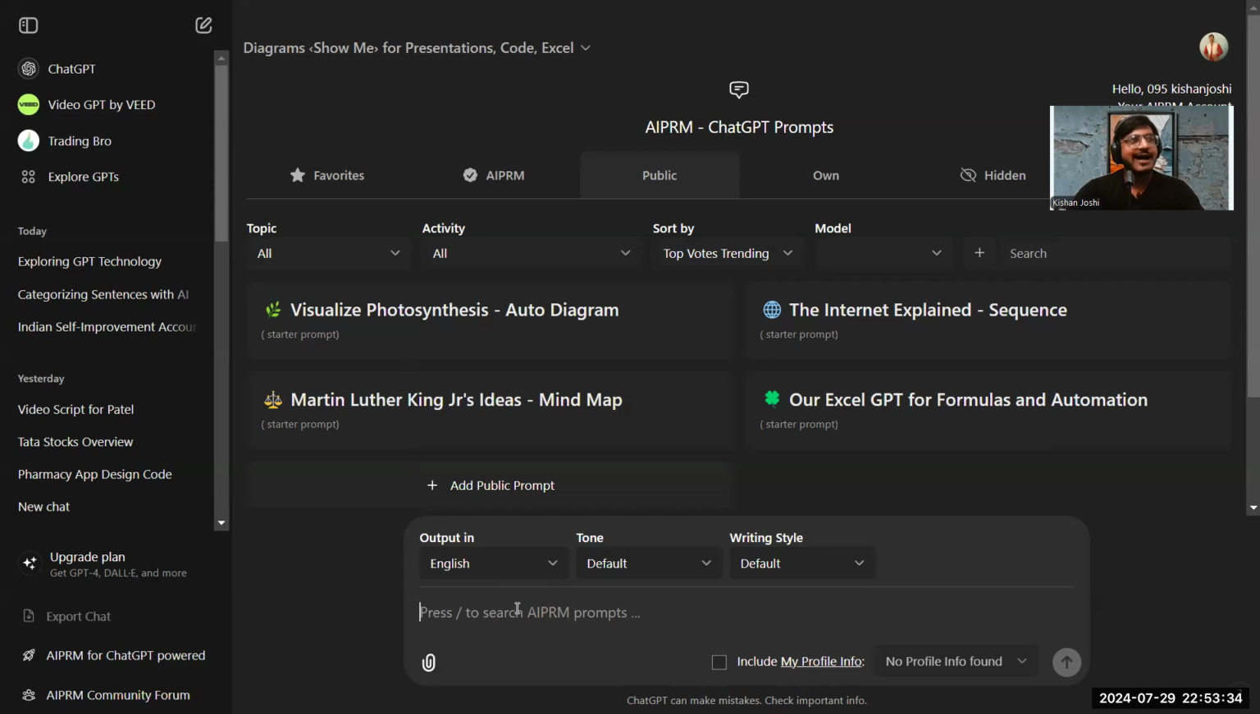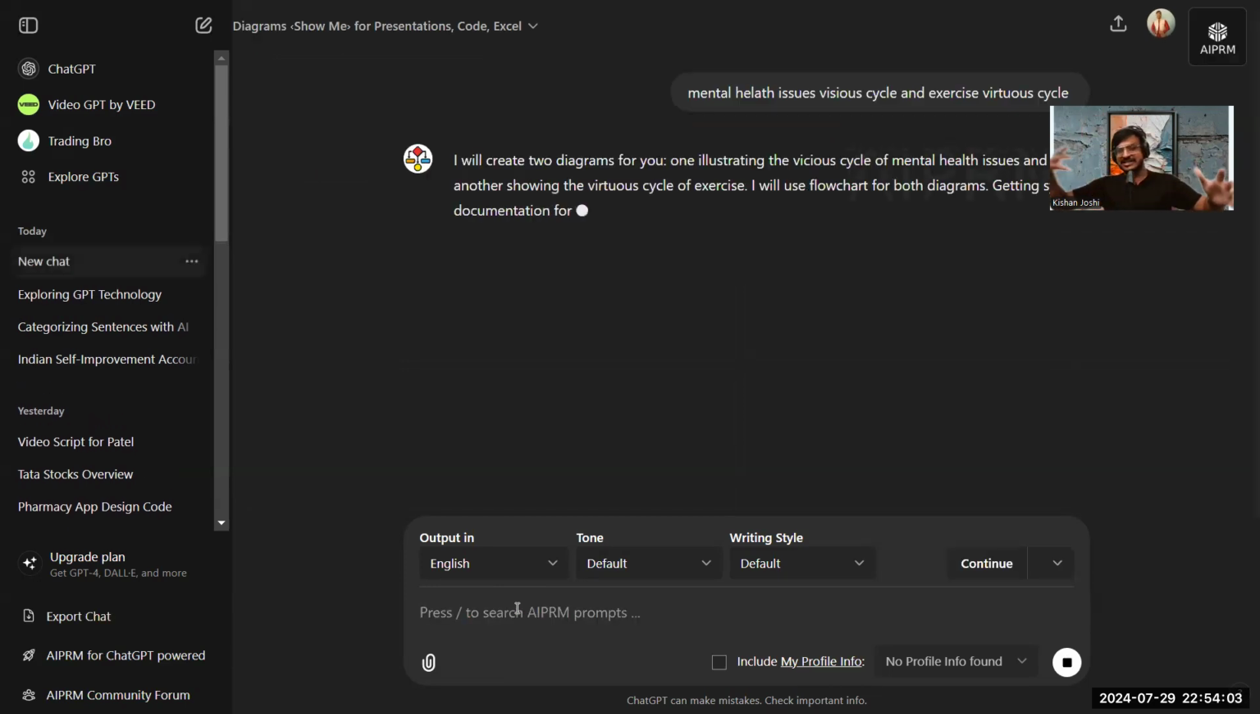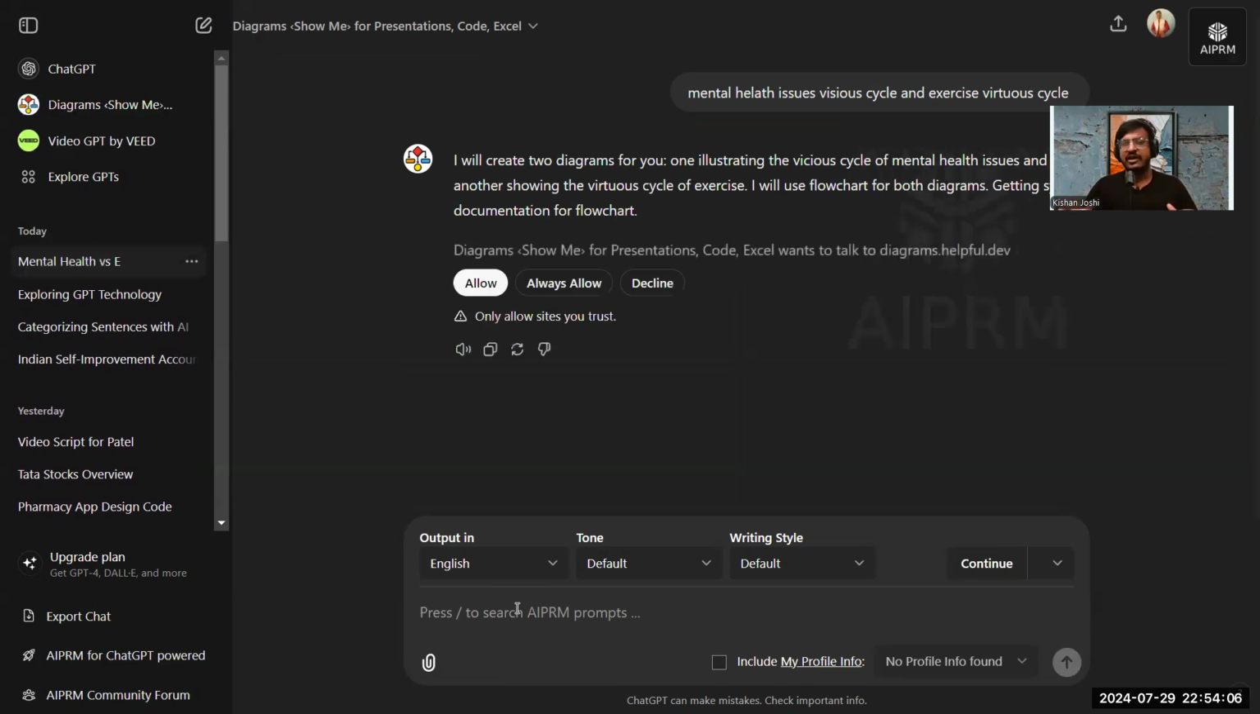Okay, so today I'm talking about mental health issues, the vicious cycle, and the exercise virtuous cycle. So we basically need an exercise virtuous cycle. A virtuous cycle of exercise means if we exercise, it puts us in a virtuous cycle of positivity. And if the mental health is depressing, then it goes into the vicious cycle and we go down and down and down.